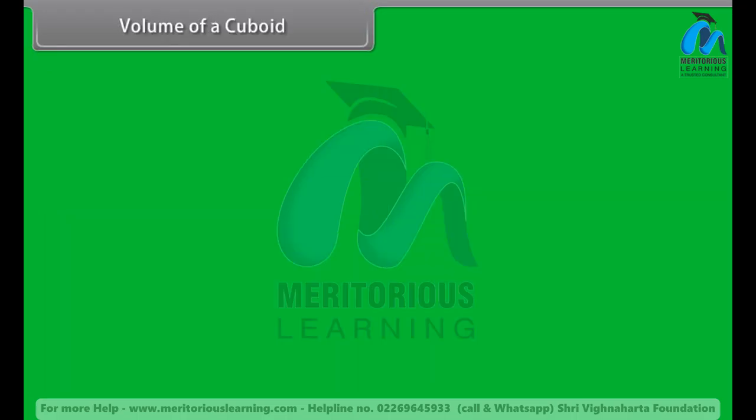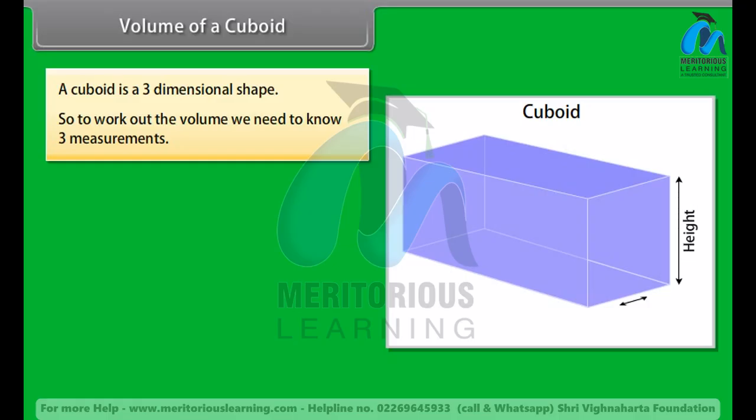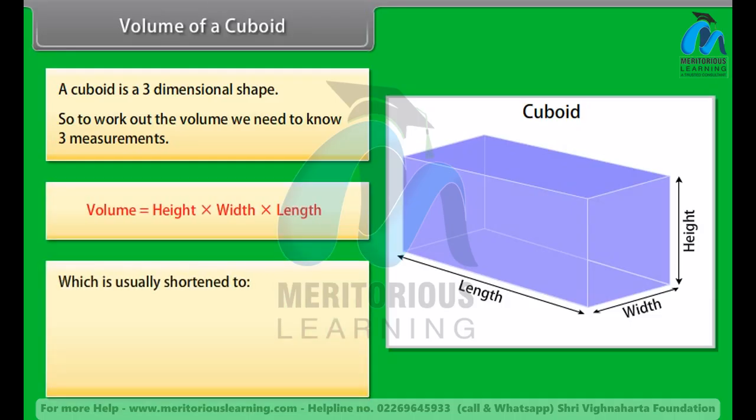Volume of a cuboid. A cuboid is a three-dimensional shape. So, to work out the volume, we need to know three measurements. Look at this shape. There are three different measurements: height, width, length. The volume is found using the formula, which is height into width into length, which is usually shortened to V is equal to h into w into l, or more simply, V is equal to LWH.